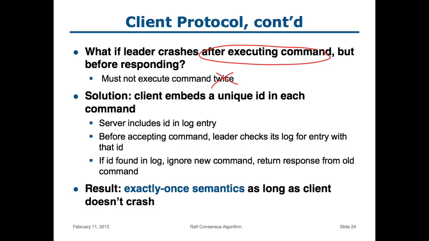The way Raft achieves that is that the client generates a unique identifier for every command, and it embeds that in the command that it sends to the leader. When the leader logs that command, it includes this ID in the log entry. But before the leader accepts a command, it first checks to see if it already has that identifier in some other entry in its log. And if so, then it knows it's receiving a redundant command. So if it finds the ID in the log, then it ignores that new command, and instead it waits for the old command to be executed by the state machine, if it hasn't already been executed, and then it returns that old response. So as a result, we get exactly once semantics. Each command is executed exactly once. And this is a key element of what's called linearizability, a particular form of strong semantics that we like for systems to have.